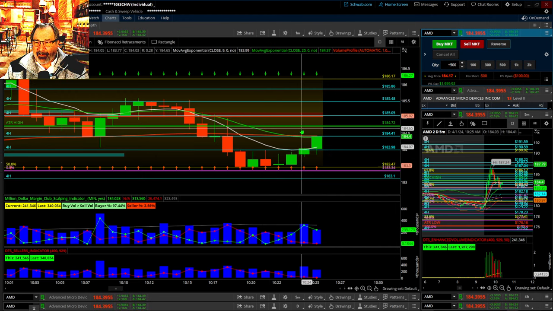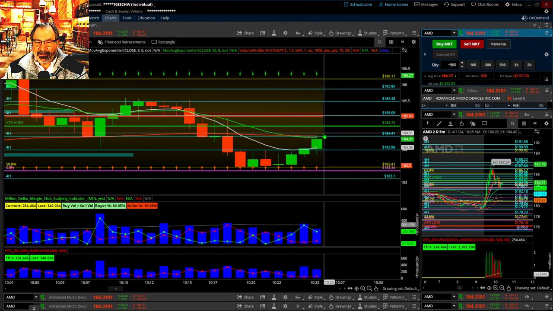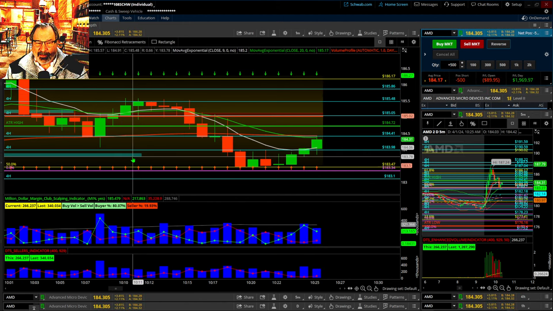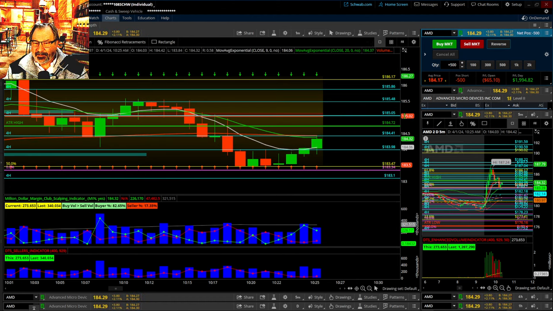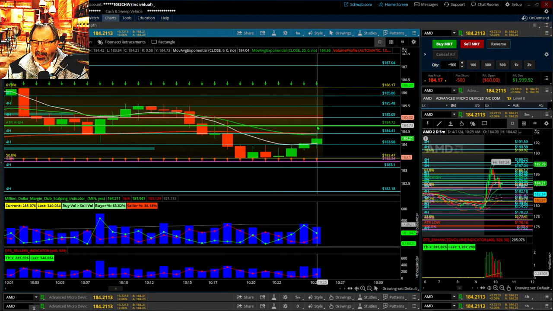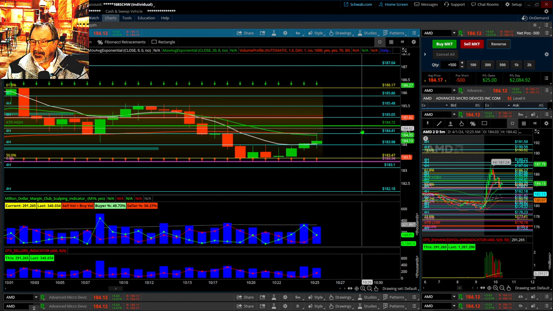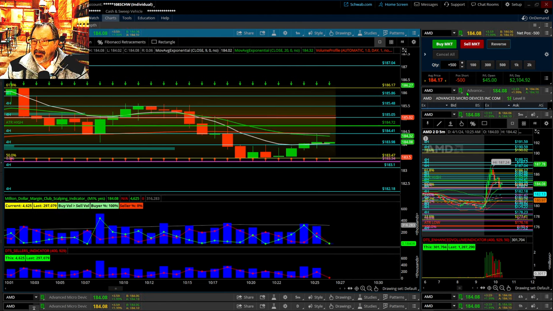So there's our VWAP. I'm seeing this come across like it's going to pull it down. We'll see. And the ATR, I mean, if it broke, the ATR is probably my fail safe. There it goes. Break down through that.